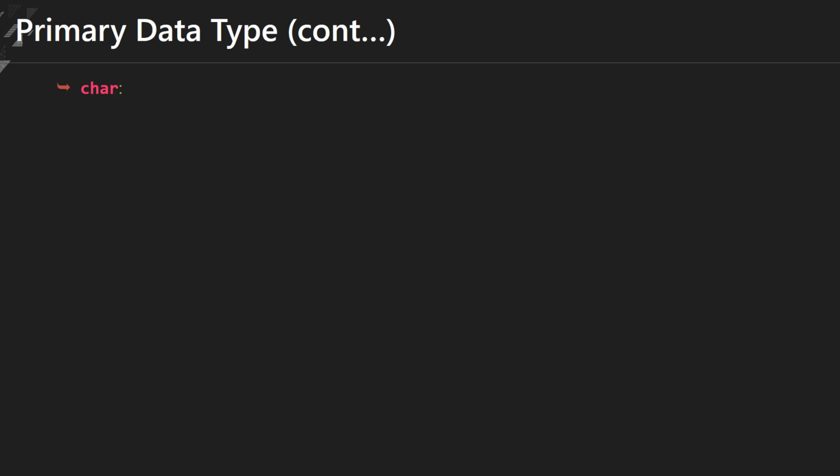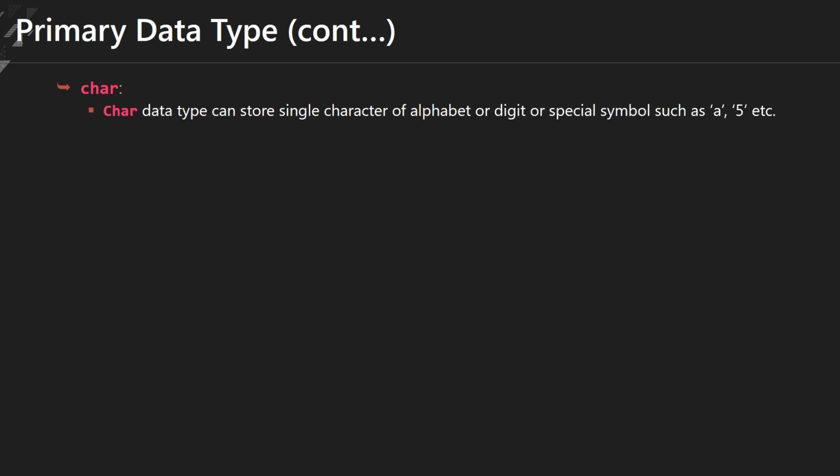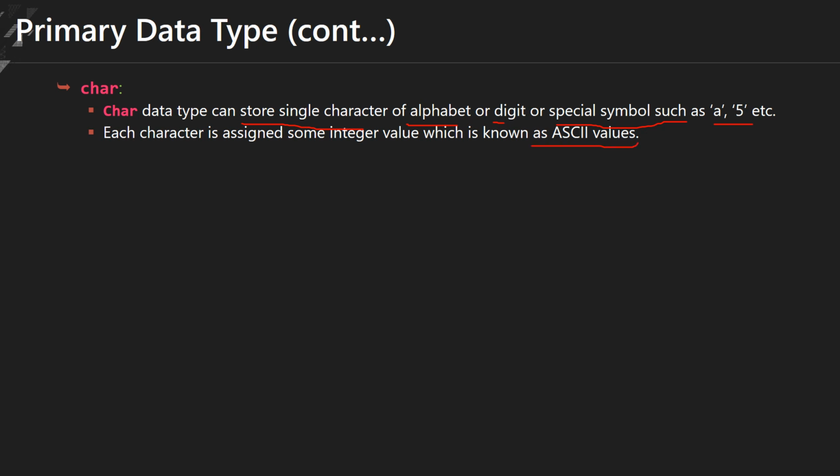Char is always storing a single alphabet or numerical value. Right? It can store a single character, an alphabet, a digit, or a special character. Each character is assigned some integer value, which is known as an ASCII value. So internally, the representation of the char is always an ASCII value, and it can be stored like this.